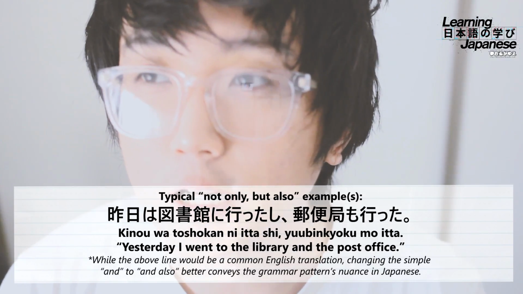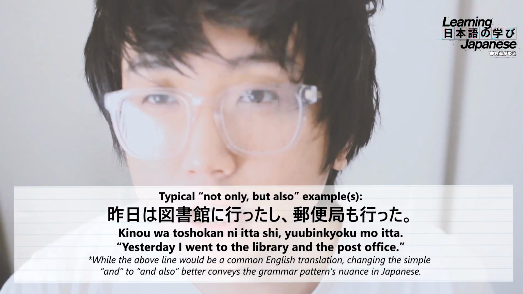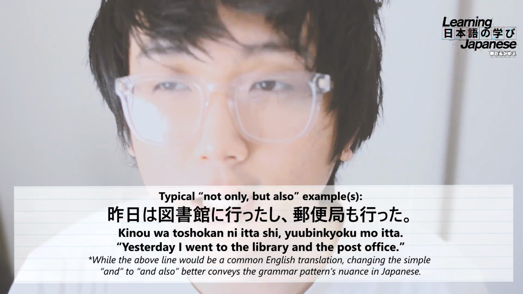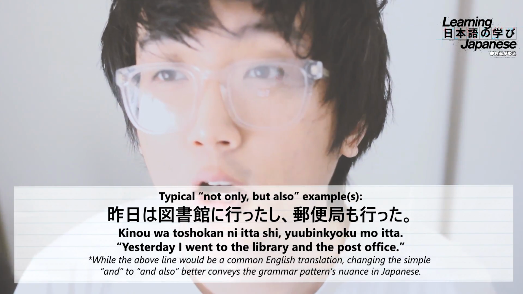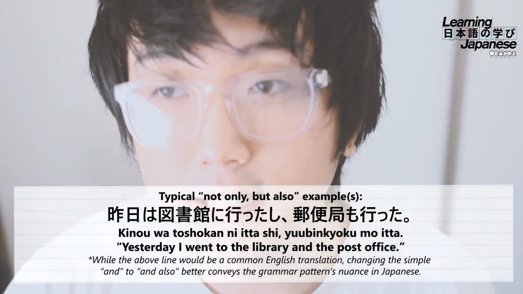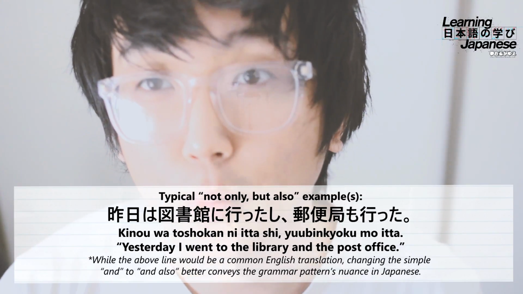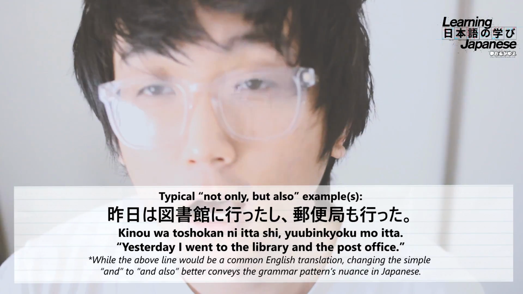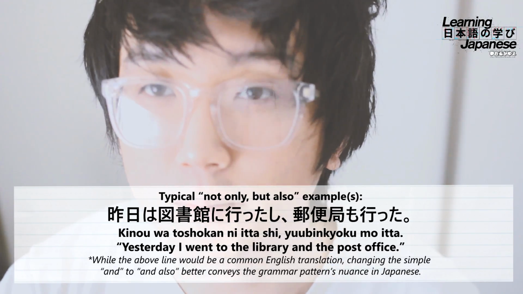So as you can see here, we're using this grammar pattern now with verbs as opposed to adjectives. It doesn't really make it any more difficult, so let's go into the sentence and break it down to see how it's working here. First up, we have the word kinō, which means, of course, yesterday. We're going to be marking yesterday as the topic, so we just have the wa right there, kinō wa. And we are now going to state a destination, which is going to be toshokan, which means library. We're going to need to mark the location with a destination marker, so ni. Then we're going to use our verb iku, which means to go. It's the very common standard verb to mean to go.